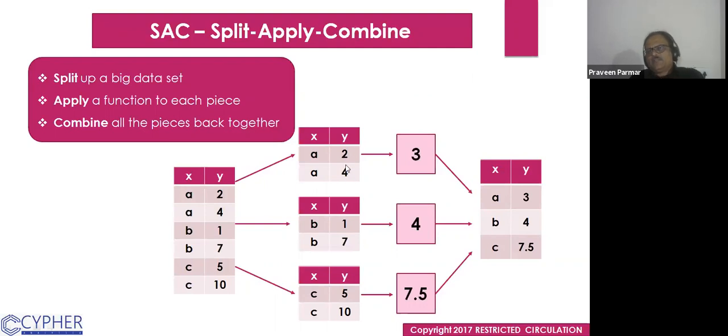2 plus 4 plus 6 divided by 2 is 3, and 8 divided by 2 is 4. There are only two observations. And 15 divided by 2 is 7.5. Then it finally gives us this response: the mean of A is 3, the mean of B is 4, and the mean of C is 7.5. So we use some apply function on each piece. We could also use the for loop and these things, but we use the apply function in R.